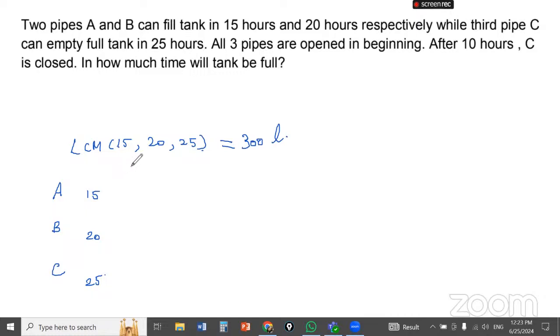Together. Separately, you have given me, Jaslyn. So for A, it is 300 for 1 hour. It's 20, it's 15, and then 12. So in 1 hour, A plus B minus C, because C is the outlet.